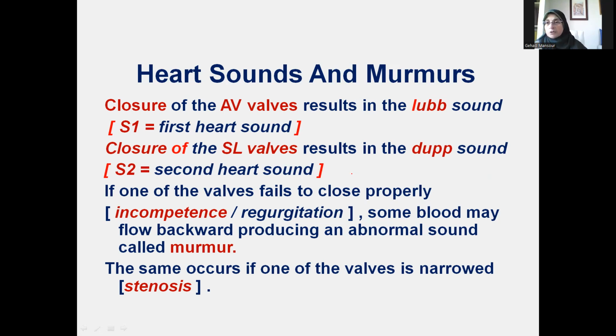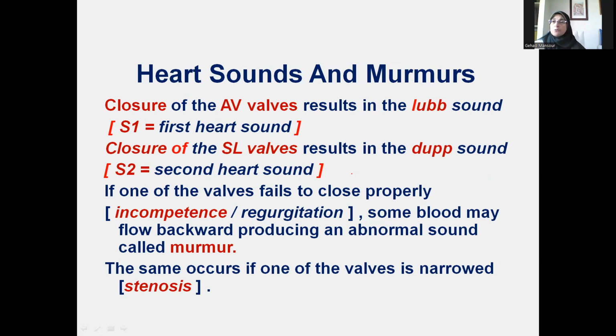It might be a systolic murmur between S1 and S2, meaning that it occurs during systole, or it might be a diastolic murmur occurring between S2 and the next S1. But whatever the cause, the location, or the timing of the murmur is, the cause is either a stenotic valve or an incompetent valve.